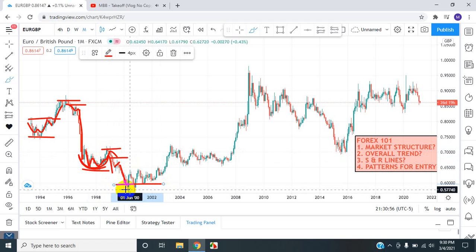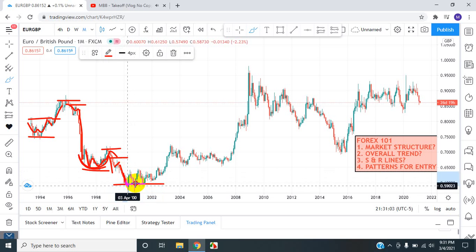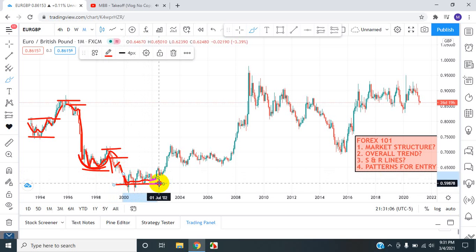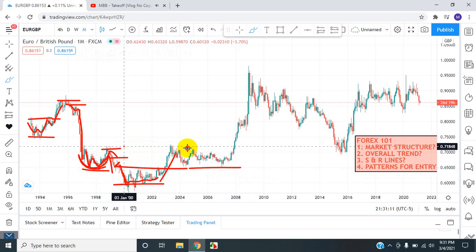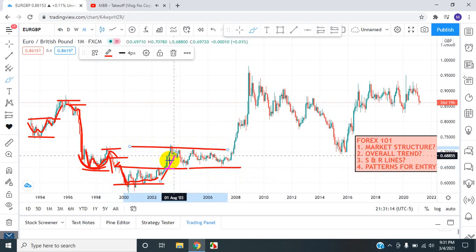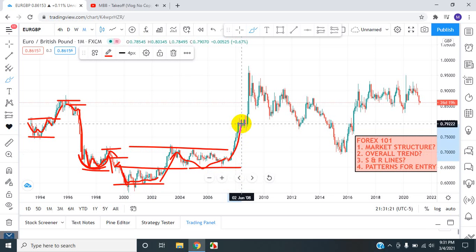This area right here is the lowest the market has ever been in the pair EUR GBP. The market bounced up and down the support, back and forth, had a breakthrough, went through previous areas of resistance. Bouncing here. Buy, sell, buy, sell. Market finally broke out of resistance, created new areas of higher highs.